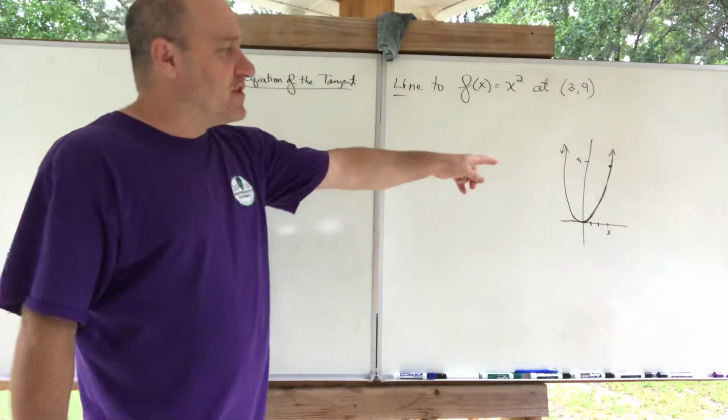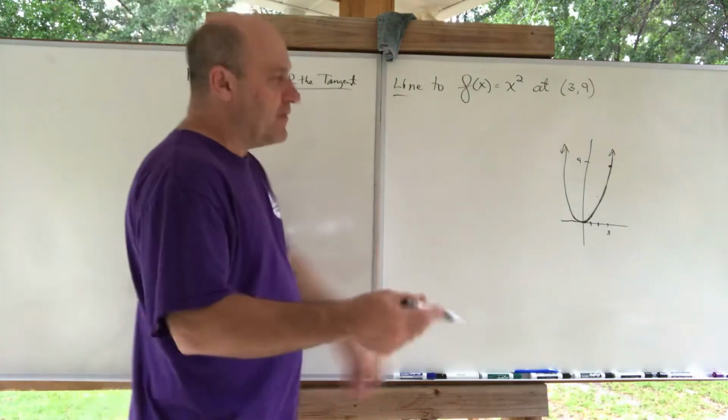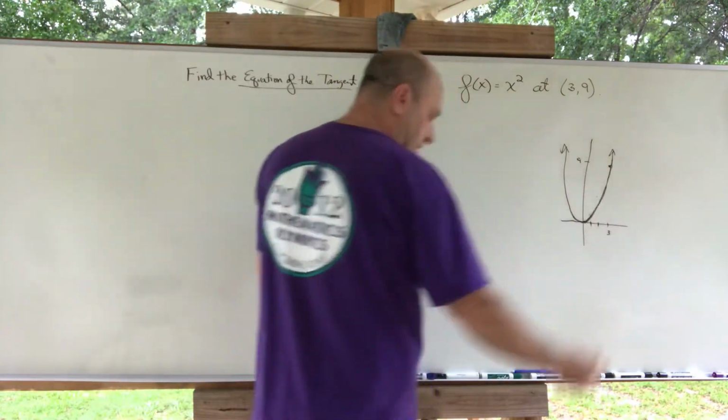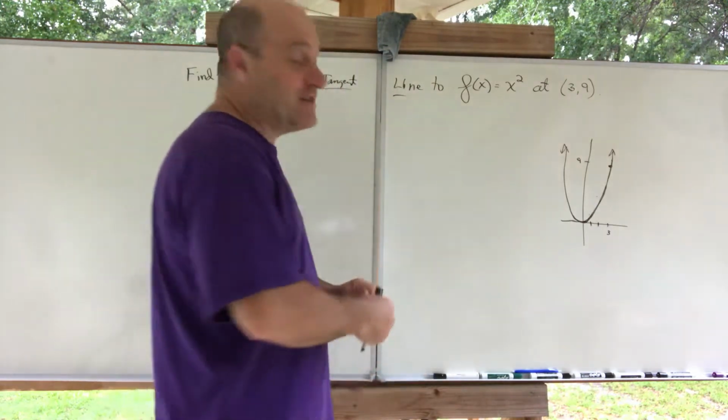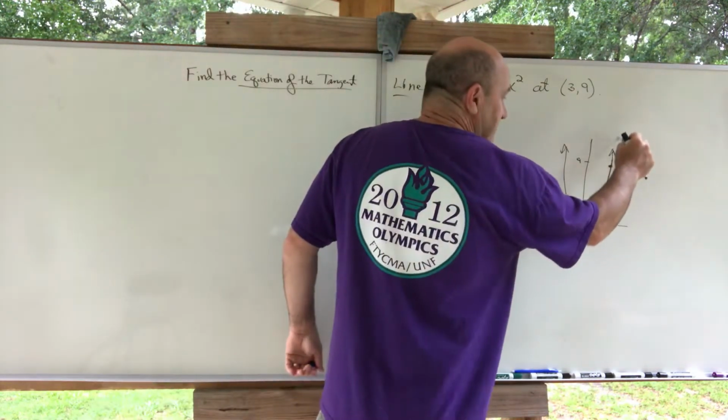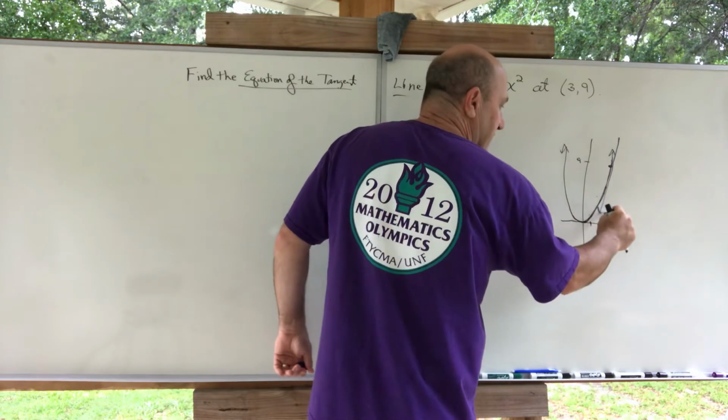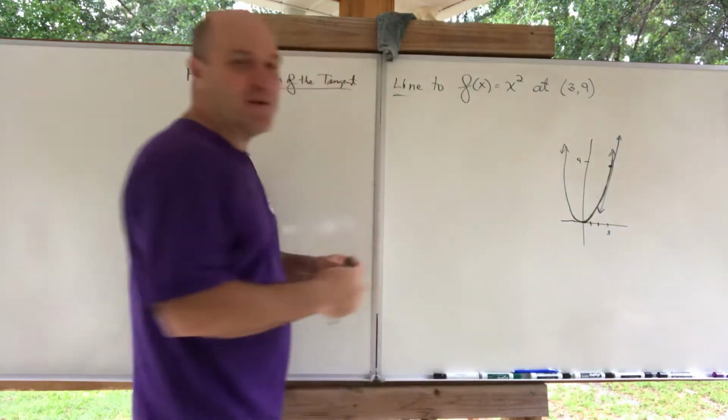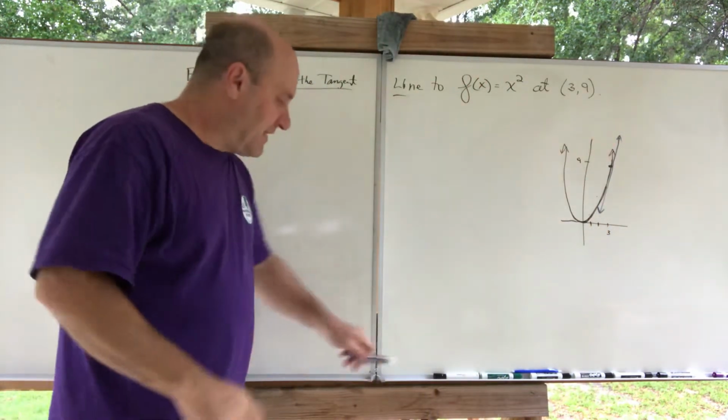So there's a picture of the function. It's a parabola. There's the point (3, 9) right there. If they said to draw the tangent line, I'm done. I'm finished. There it is. There's a picture of it. But they didn't say draw it.